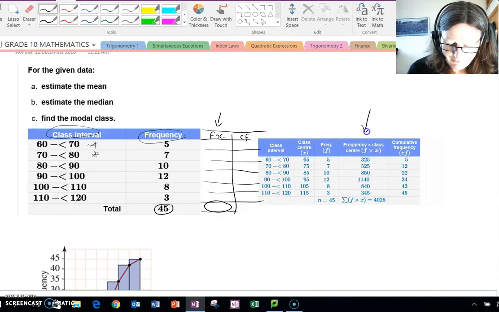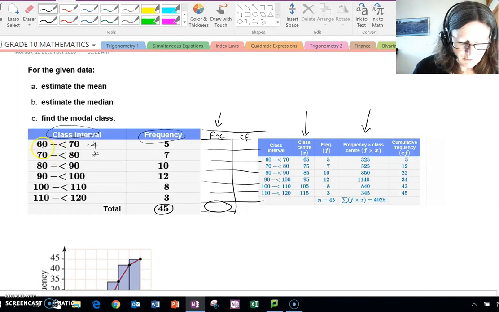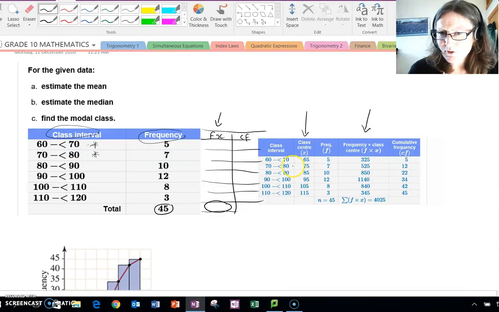You do add an FX column, but before you can do that, you need to also add a class center column. So in other words, what is the middle term between 60 and 70? It might be obvious that it's 65, but for classes that aren't as obvious, how did we get the 65? We say 60 plus 70, which is 130, divided by 2 gives us 65. So 70 plus 80 is 150, 150 divided by 2 is 75. So we add a class center, and now we've got an FX column.